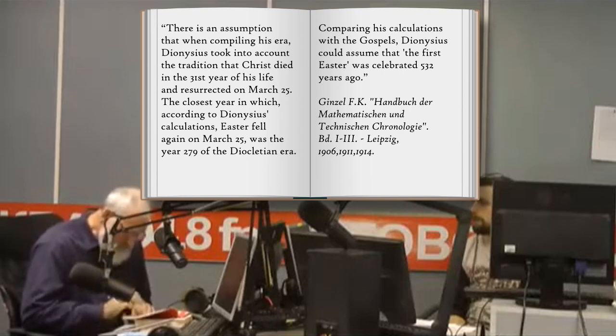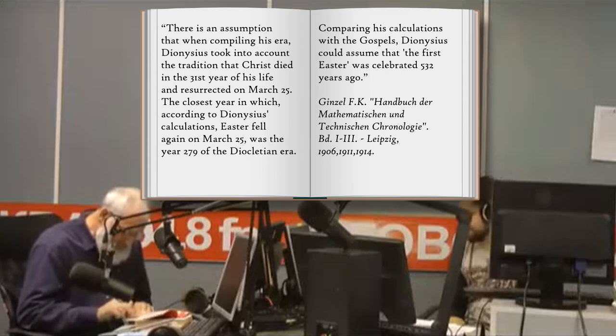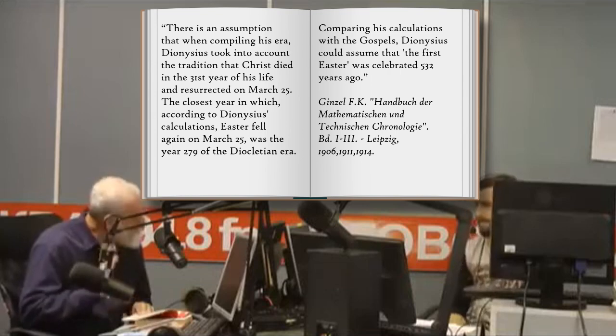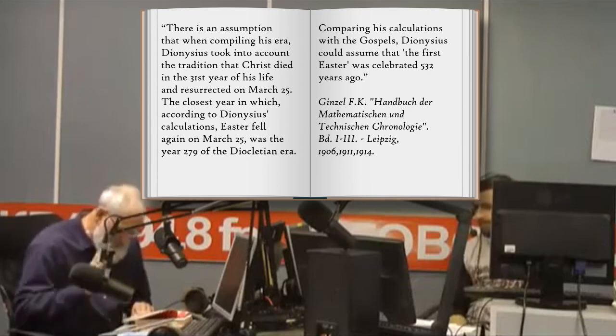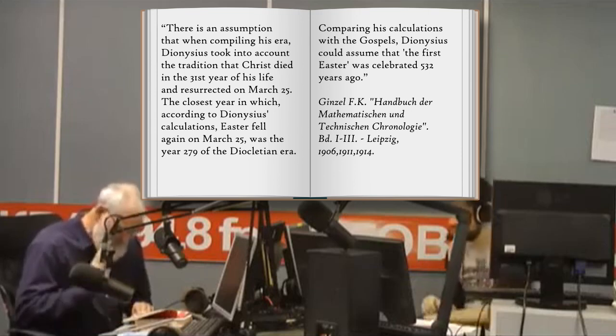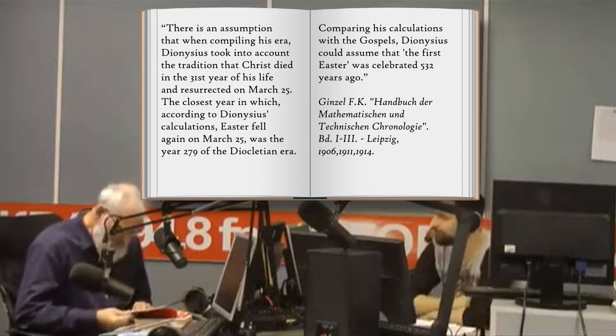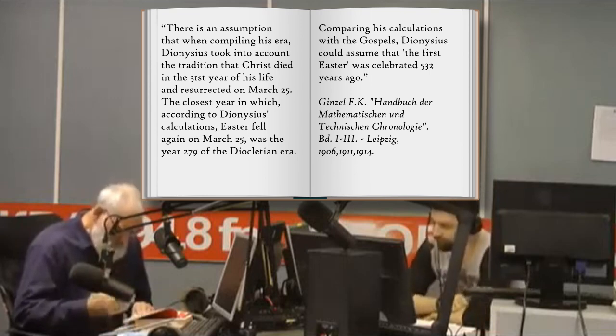There is an assumption that when compiling his era, Dionysius took into account the tradition that Christ died in the 31st year of his life and resurrected on March 25th. The closest year in which, according to Dionysius's calculations, Easter, which he was working on, fell again on March 25th, was the year 279 of the Diocletian era.